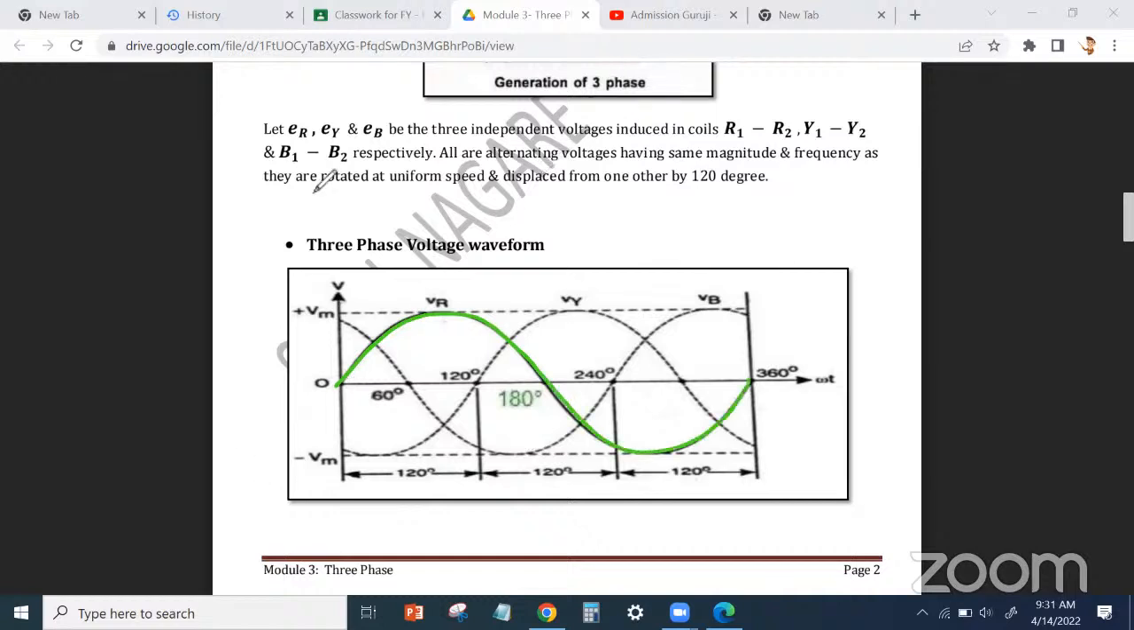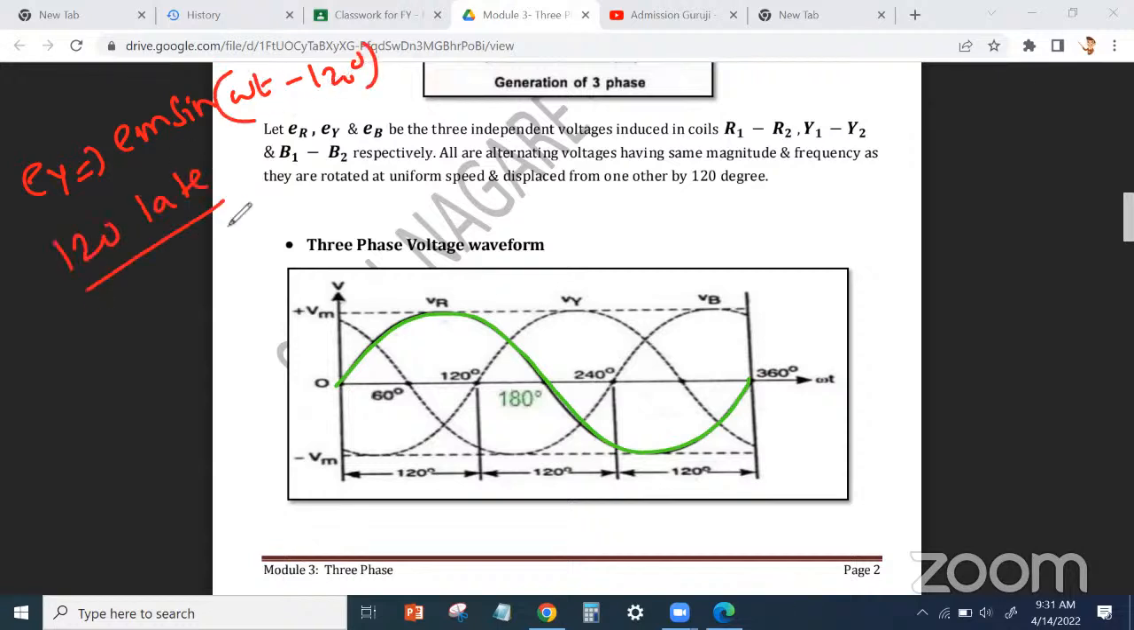ठीक है. उसके बाद सेकंड क्या था? That is EY. What is EY? EM sin omega t minus 120 degree. माइनस 120 मतलब क्या? ये 120 लेट स्टार्ट. 120 डिग्री लेट स्टार्ट. अगर ये 0 है, ये 60, ये 120, तो EY कहां से स्टार्ट होगा? यहां से. देखो this is known as VY. VY मतलब EY. 120 से स्टार्ट हो. ये डॉटेड क्यों किया बताता हूं. So actually कहां से स्टार्ट होगा? From this point. तो ये 0 पॉइंट है, ये 60 पॉइंट है, ये 120. सो यहां से स्टार्ट होगा, मतलब 120 लेट स्टार्ट.